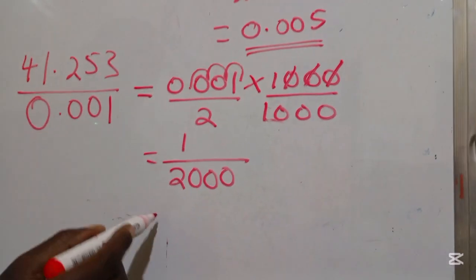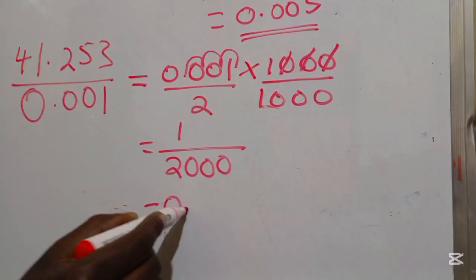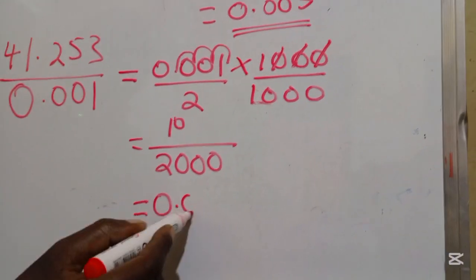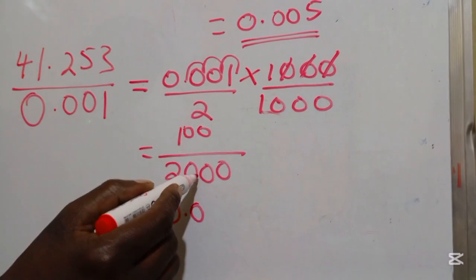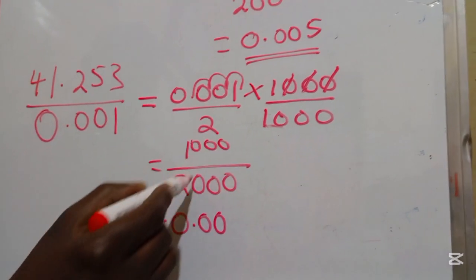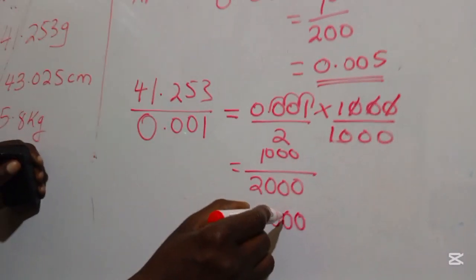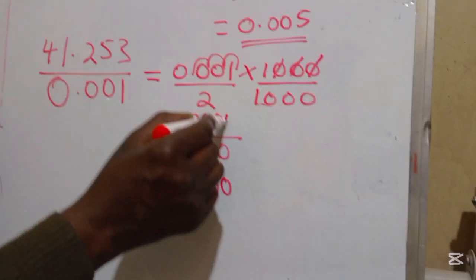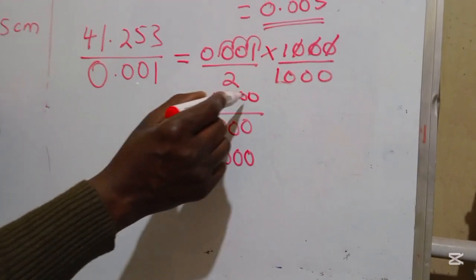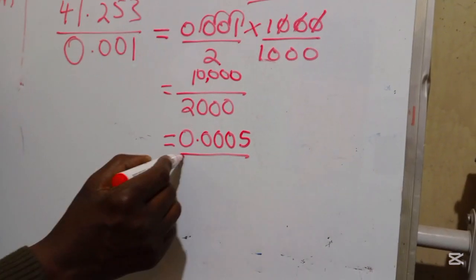Then you start dividing. 2000 into 1, it can't. You put a point, you put a 0. 2000 into 10, it can't. I put a 0. 2000 into 100, it can't. I put a 0. 2000 into 1000, it can't. All the times it can't, you replace them by zeros until it becomes 10,000. 2000 into 10,000 goes there 5 times. So this is what we call absolute error.